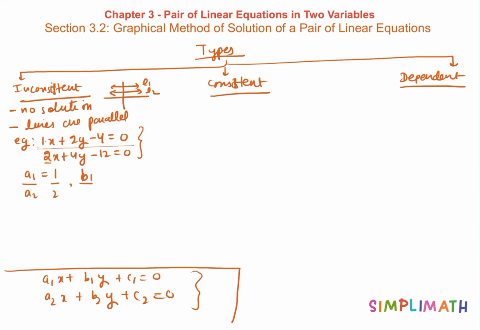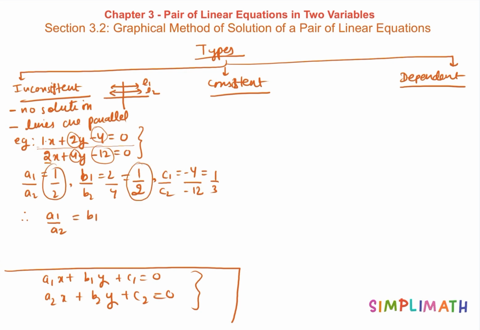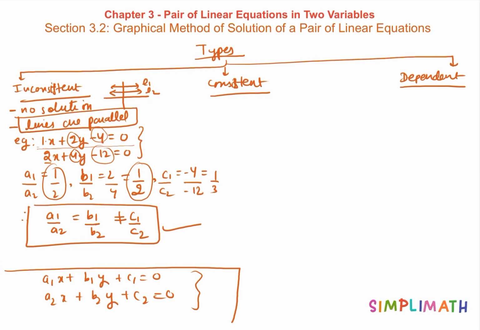Now what is b1? b1 is 2. b2 is 4. Okay, this comes out to be 1 by 2. And what is c1? c1 is minus 4. And what is c2? c2 is minus 12. So we get 1 by 3. So from here we can say that a1 by a2 is half, b1 by b2 is half. So a1 by a2 equals b1 by b2, which is not equal to c1 by c2. So for an inconsistent pair of linear equations, a1 by a2 equals b1 by b2 is not equal to c1 by c2, and graphically the lines are parallel.